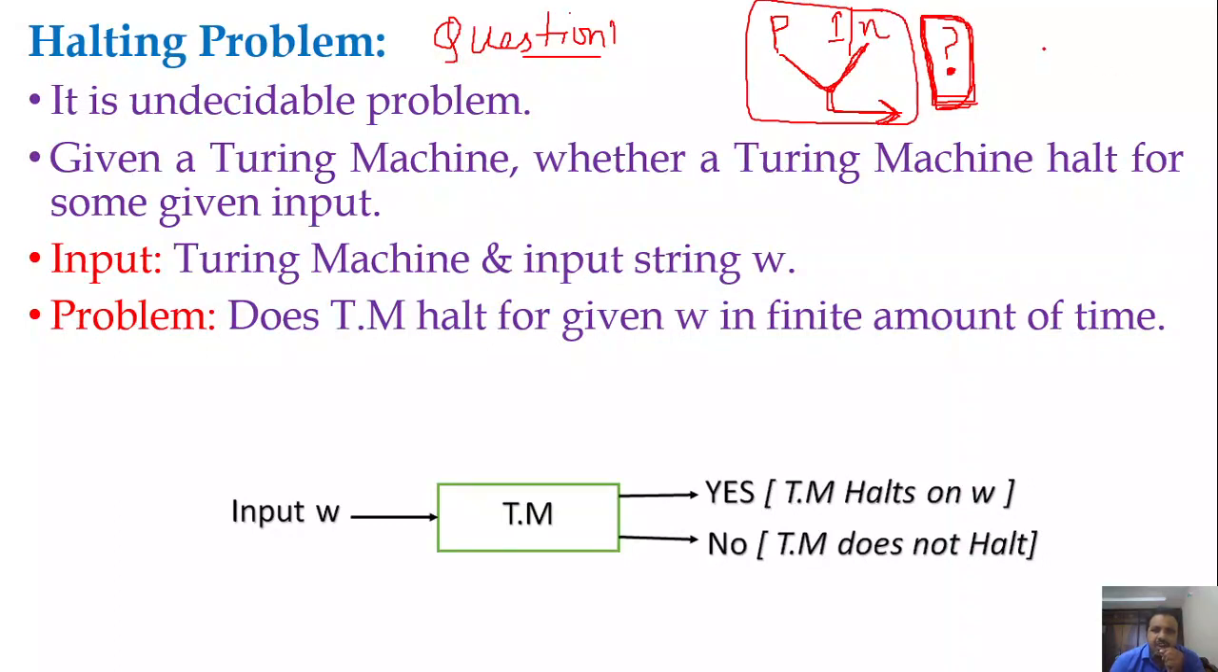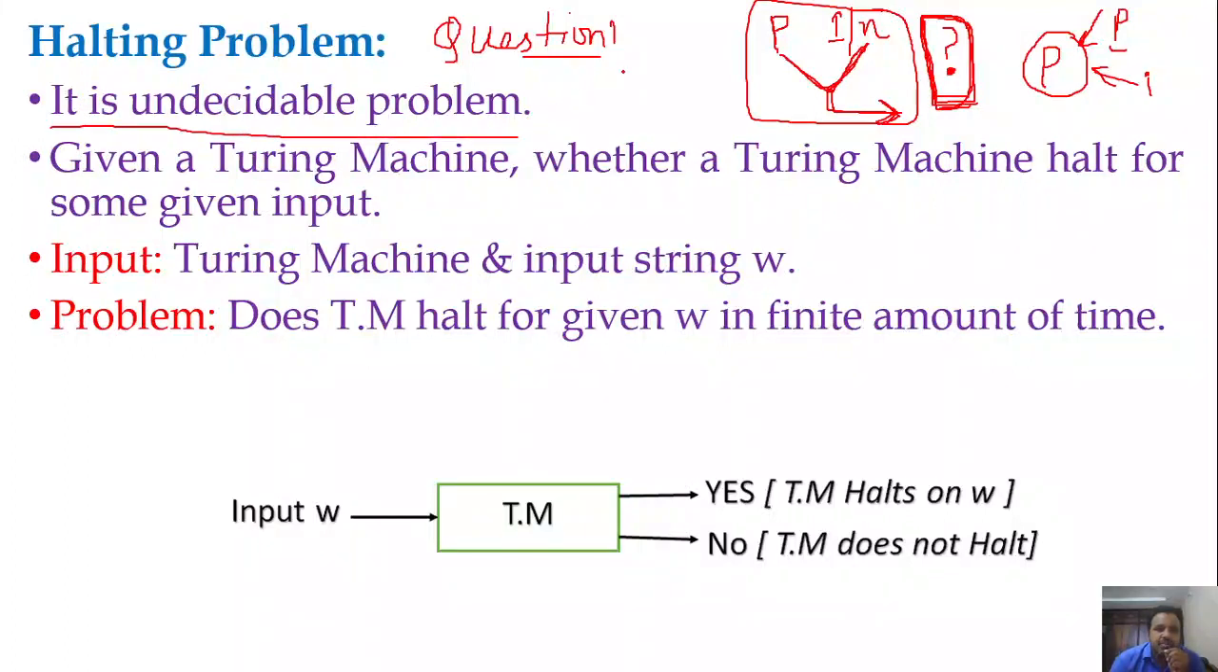So we cannot design a particular program. We cannot design a particular program that takes some program P and input I, and predicts whether that program P halts or runs forever. So we cannot design an algorithm, right? That's why this problem is considered the halting problem, and this problem is undecidable.